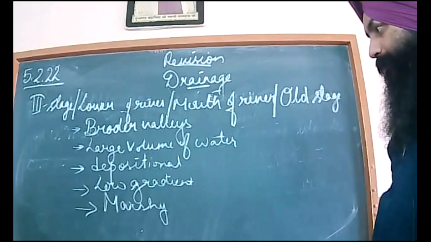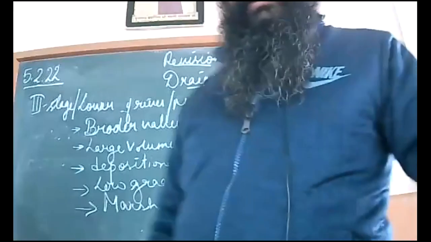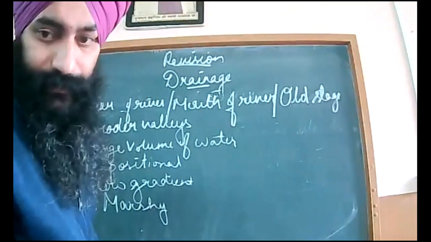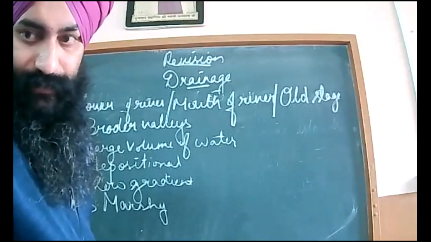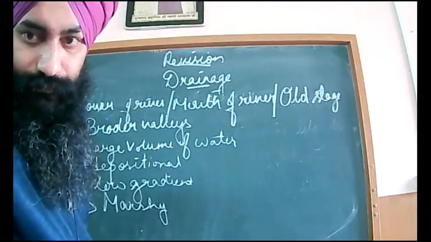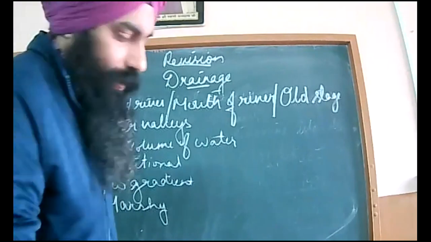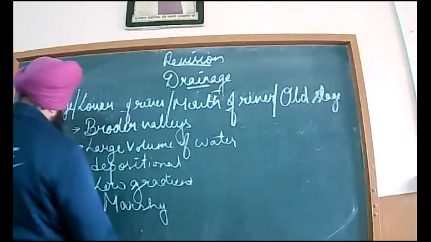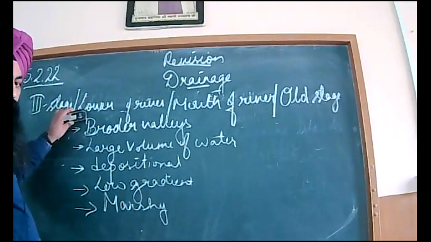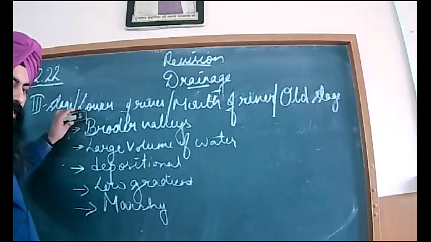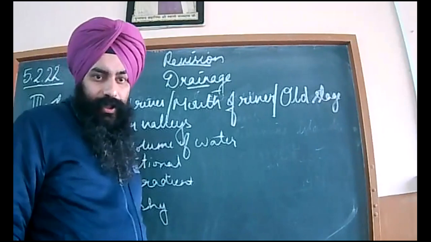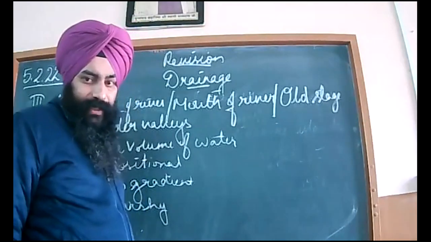Wetlands, marshy lands. Till there, any questions? Any questions regarding it? So the first type of landform carved by the river at its lower course is the delta.